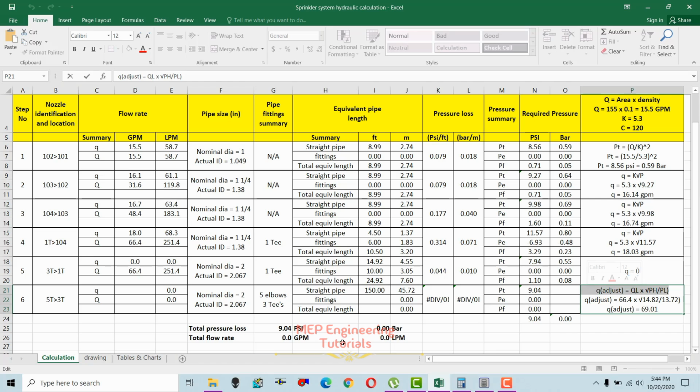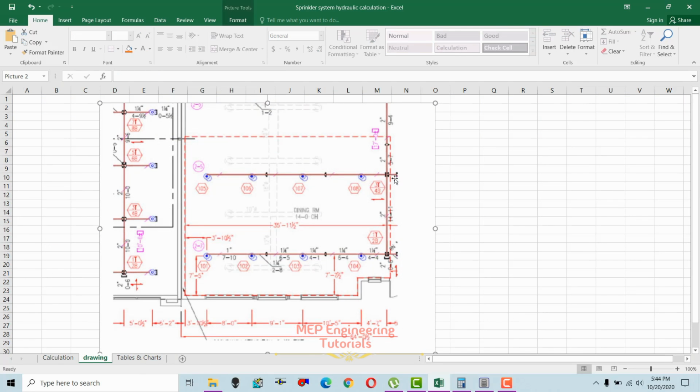And why are we doing this? Because we did not accommodate the flow rate across these sprinklers. There must be more pressure at this point due to these sprinklers. So we are adjusting the pressure at this point. That's why we are using this formula.